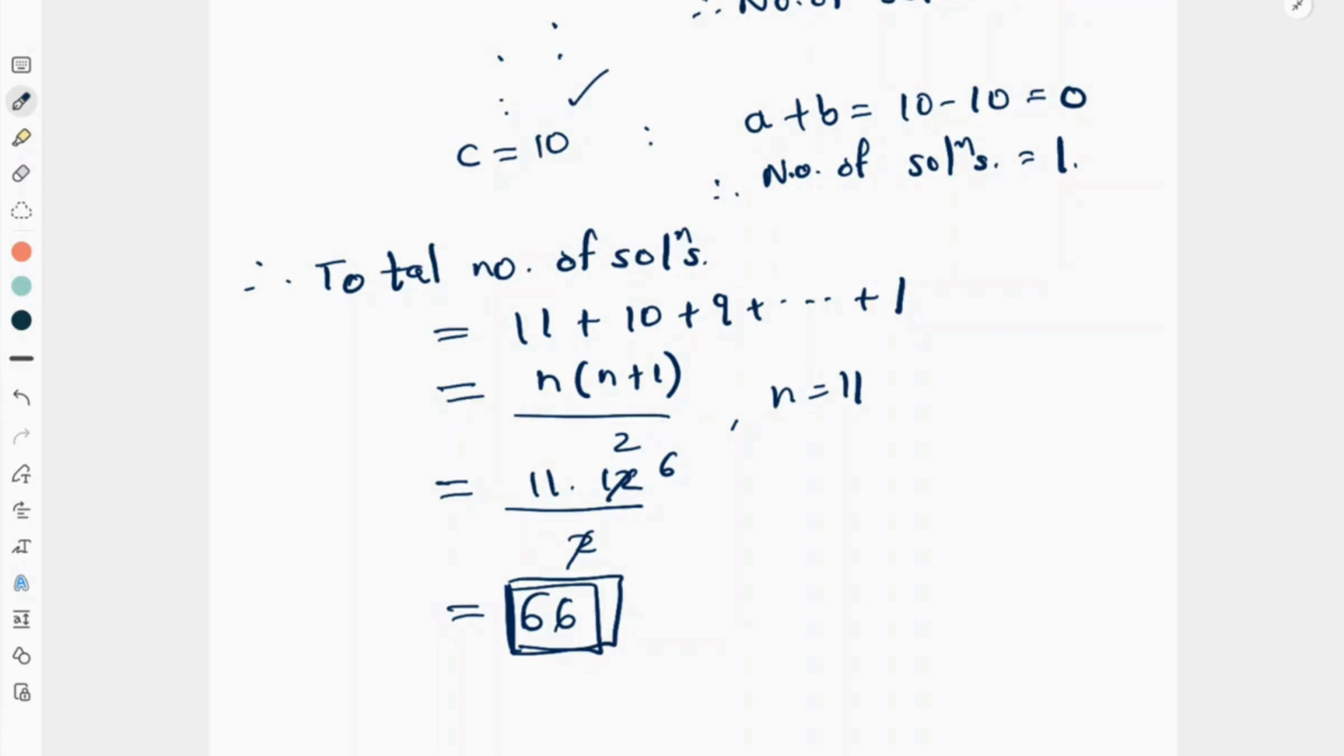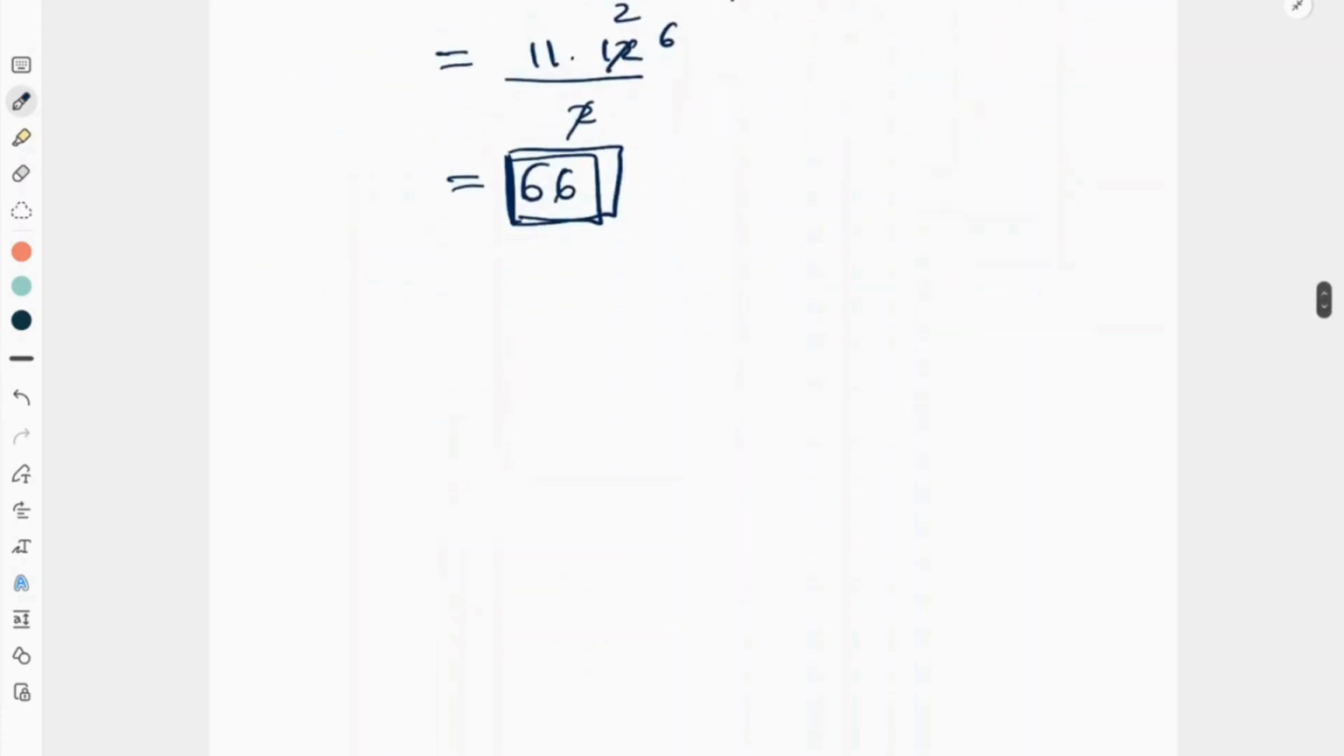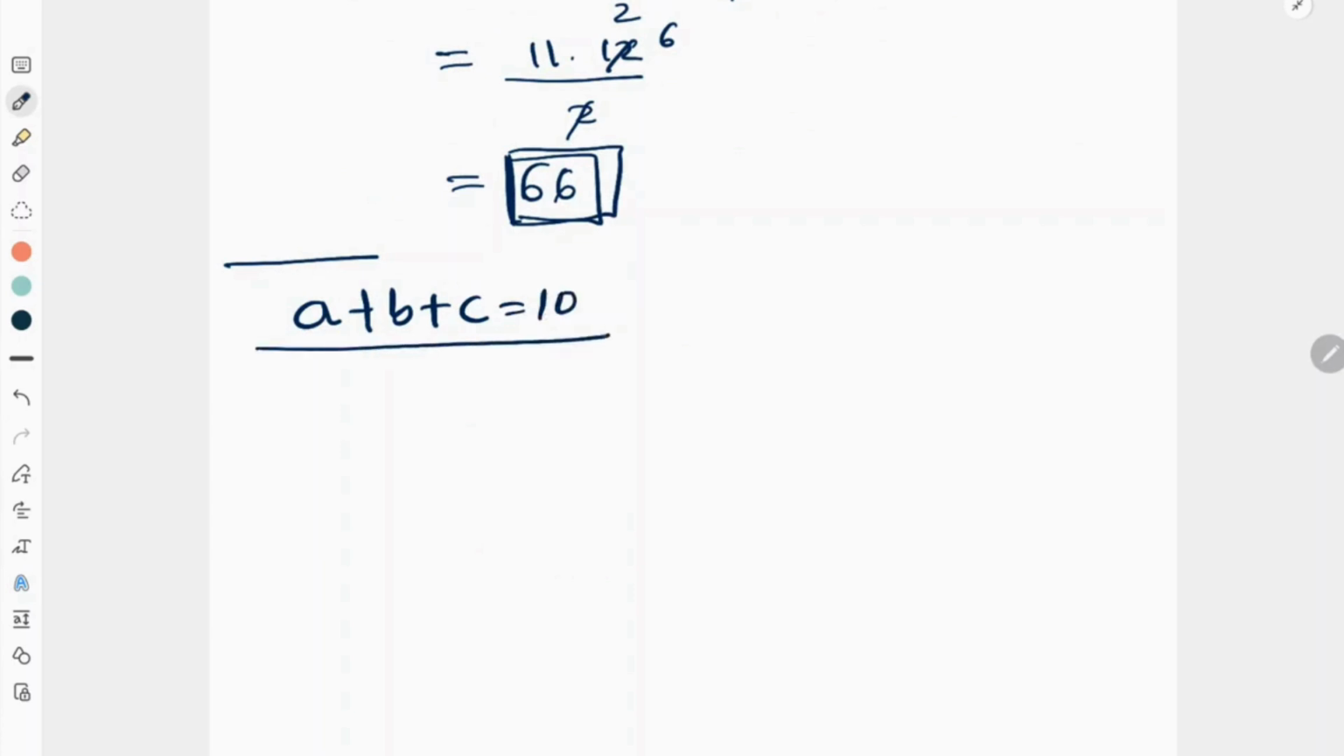That's what I'm trying to convince you, that this approach will work for a small number of variables and actually a small number of possibilities here. But let's find out if there is another approach, and that's where this powerful technique of combinatorics comes into play. So now again I want to solve the same problem: a plus b plus c is equal to 10. That's the problem we want to solve.